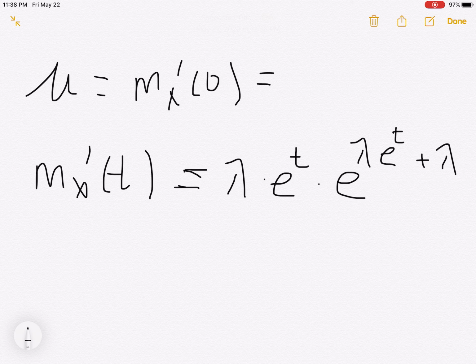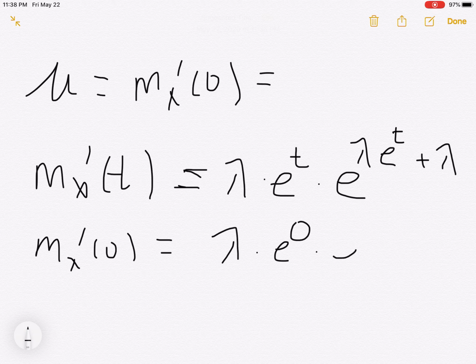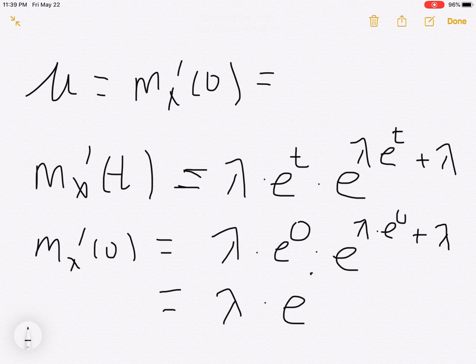Now, that's our derivative. When I evaluate this at 0, I'm going to get lambda times e to the 0 times e to the lambda times e to the 0 minus lambda. So I think we're going to get just this lambda times e to the, it should be 0, but it's 2 lambda.